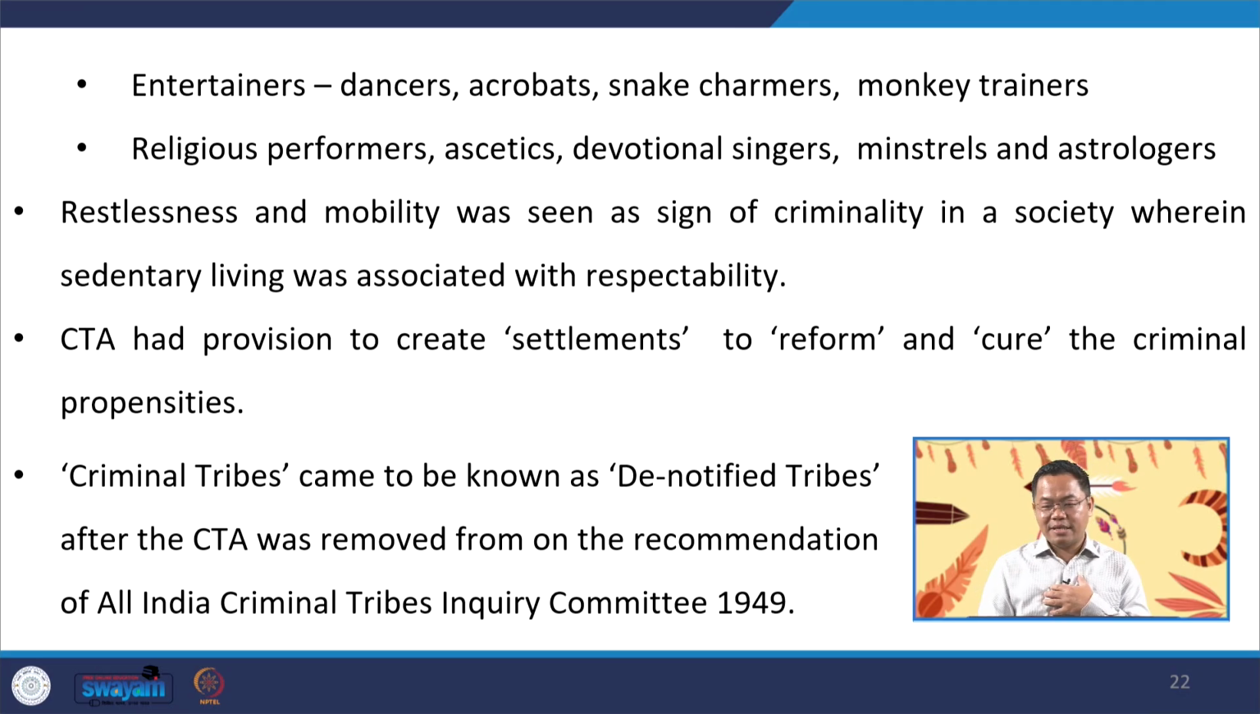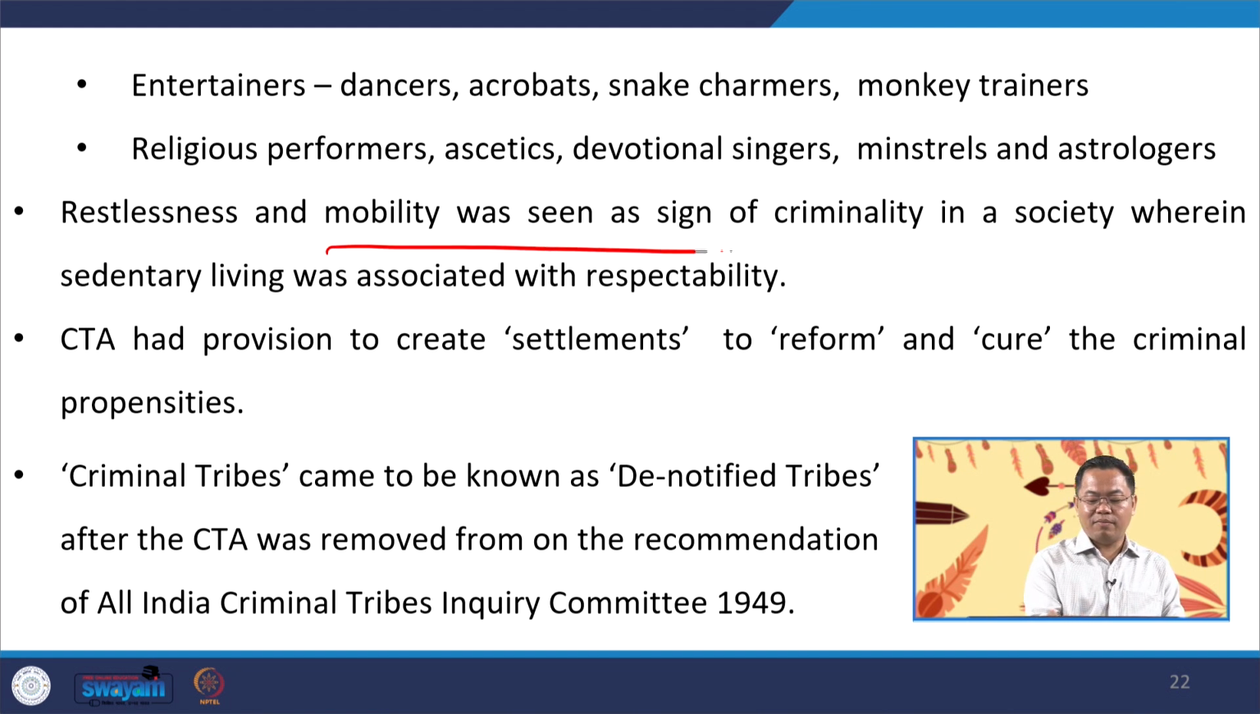Most of us have fixed occupations. I am a teacher, for instance. That is what I do every day. I have a home. That is where I go back every day. So the nature of the occupation that I do is closely associated with a very, very sedentary lifestyle. But in the context of the criminal tribes, what is important is that there is a lot of mobility, in the sense that they keep on migrating from one place to the other.